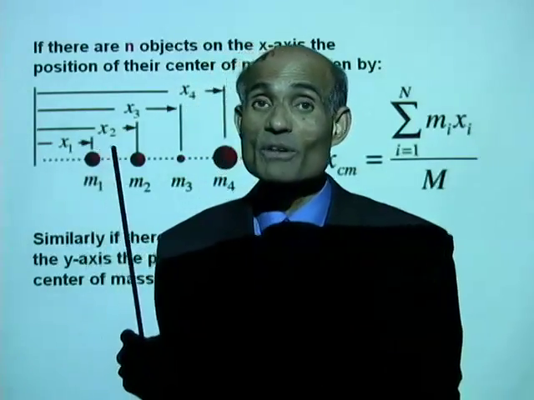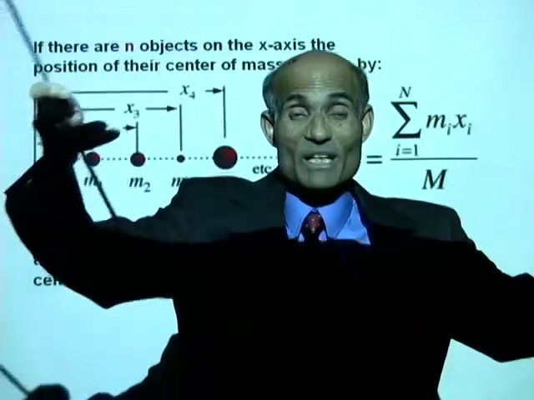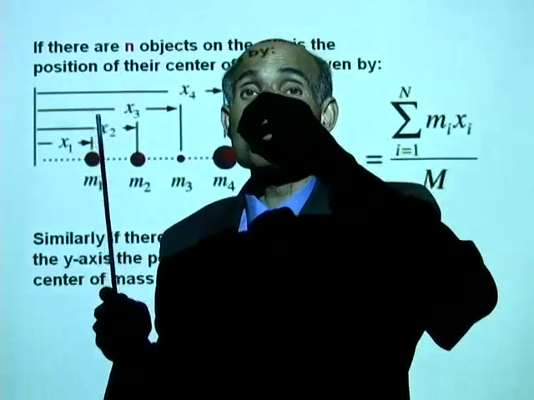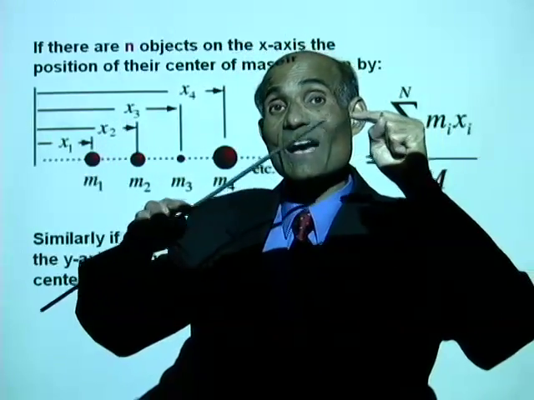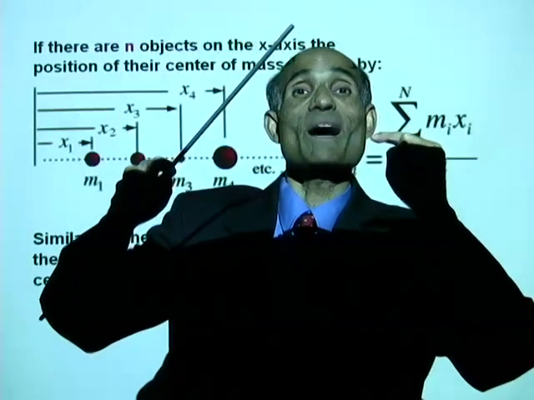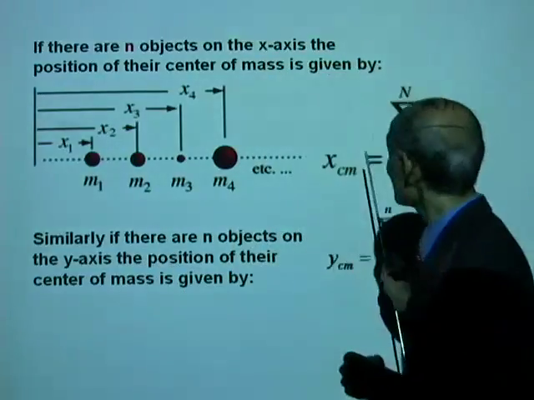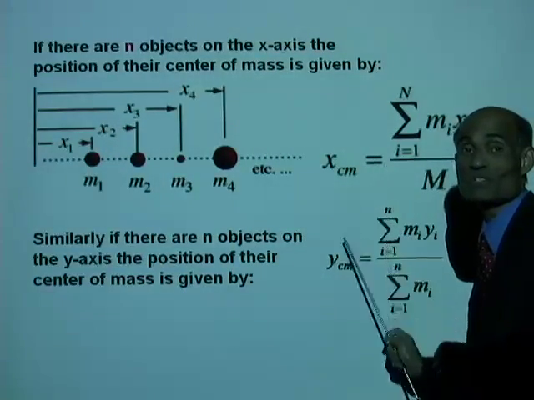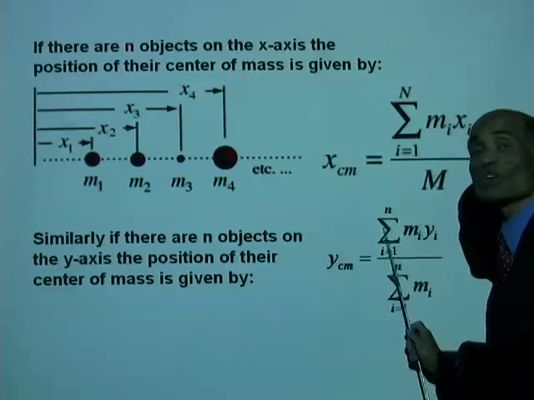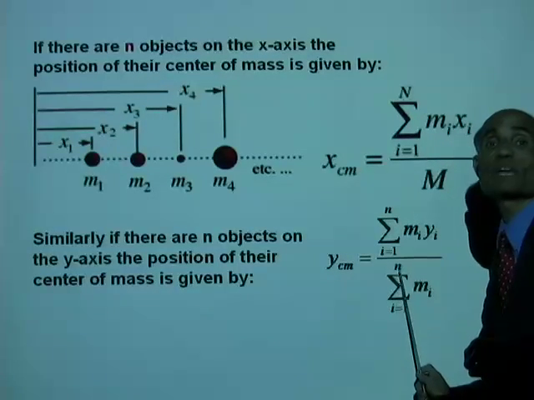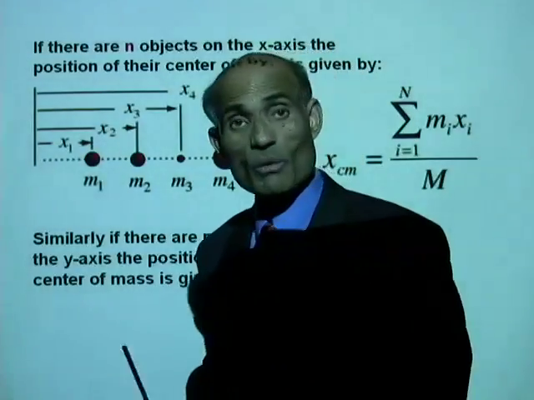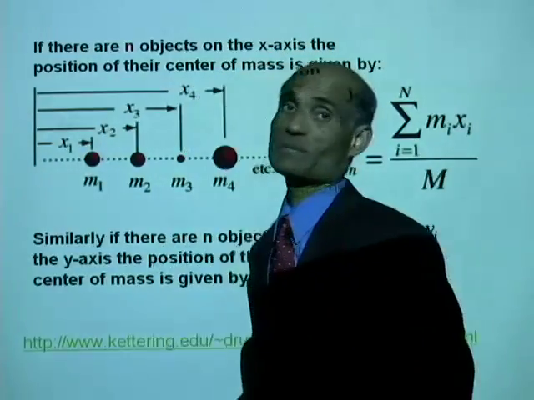Now, very often, objects will be scattered in the xy plane. That means the center of mass will then have an x position and a y position. The x position of the center of mass will be obtained using this equation. The y position of the center of mass will be obtained using the lower equation. All right, let's see how we can use it.